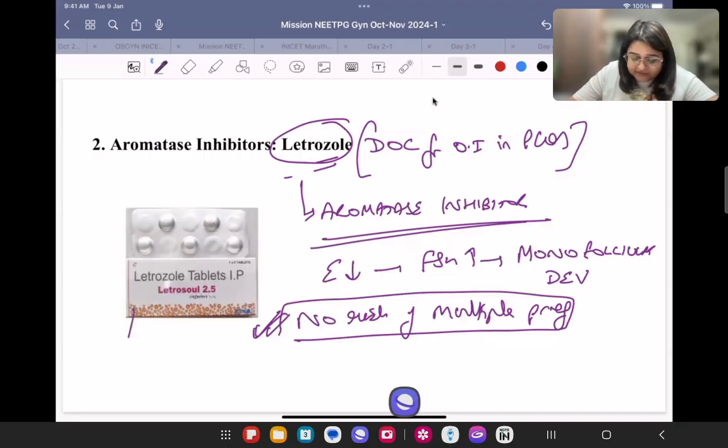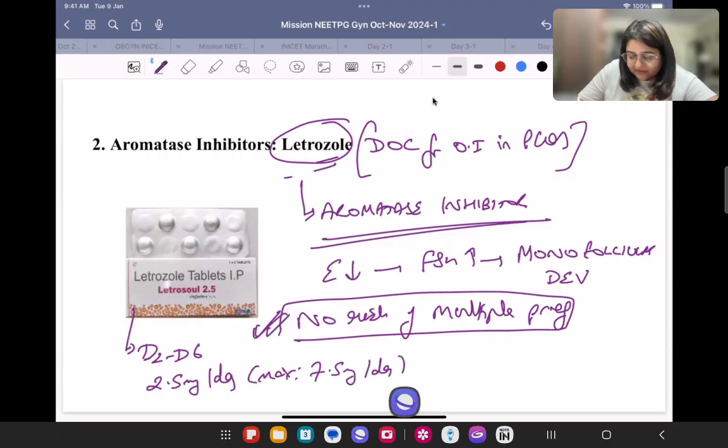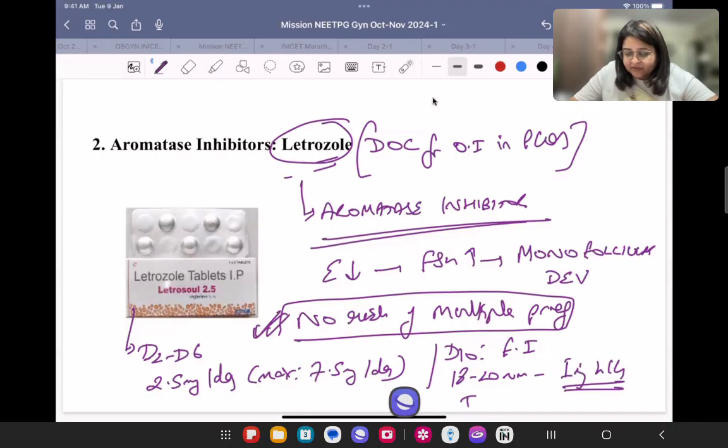Also, how do we give this? Very similar. Day 2 to day 6, we give 2.5 milligram per day. You can go up to a maximum of 7.5 milligram per day. And same thing, you call the patient on day 10 for follicular imaging. Once the follicle reaches 18 to 20 millimeter, we give the trigger, which is usually HCG, and then we advise timed intercourse or IUI 24 to 36 hours later. So the rest is the same.